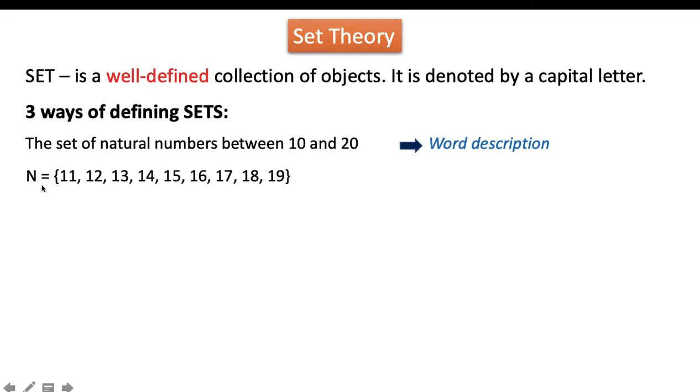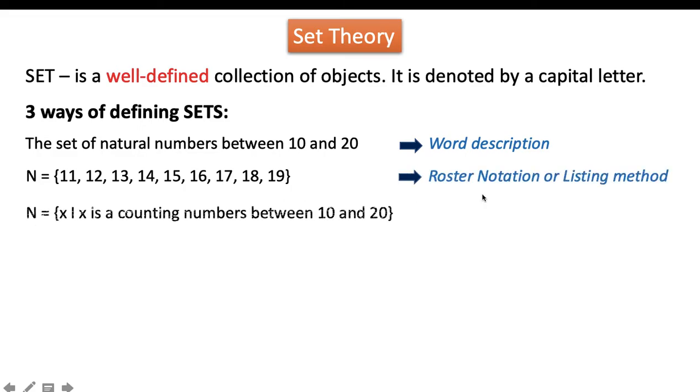And this format, wherein it is read as N is the set of elements containing 11, 12, 13, 14, 15, 16, 17, 18, 19, wherein the elements are listed. It is called a roster notation or listing method.